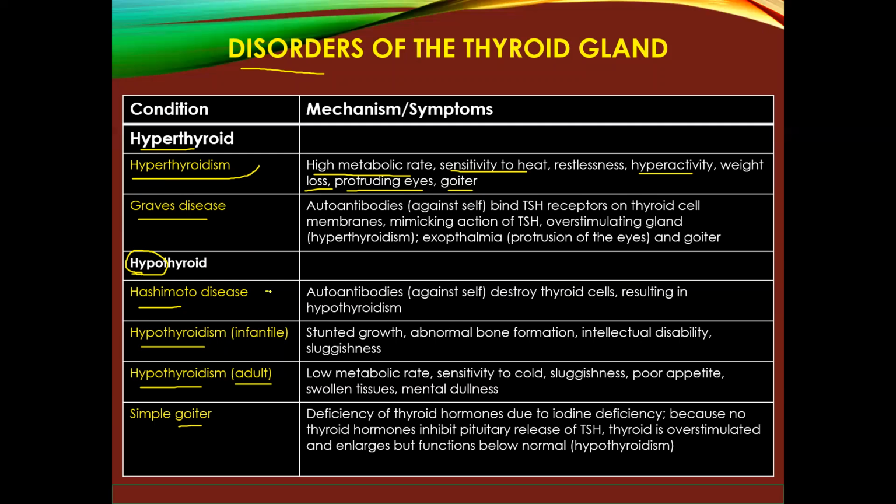So the signs and symptoms for hypothyroidism will be contradictory to hyperthyroidism. For example, if hyperthyroidism is a higher metabolic rate, this one is going to be a lower metabolic rate. If hyperthyroidism is sensitive to heat, then hypothyroidism will be sensitive to cold. Okay, so these are kind of opposite signs and symptoms of these two different disorders.